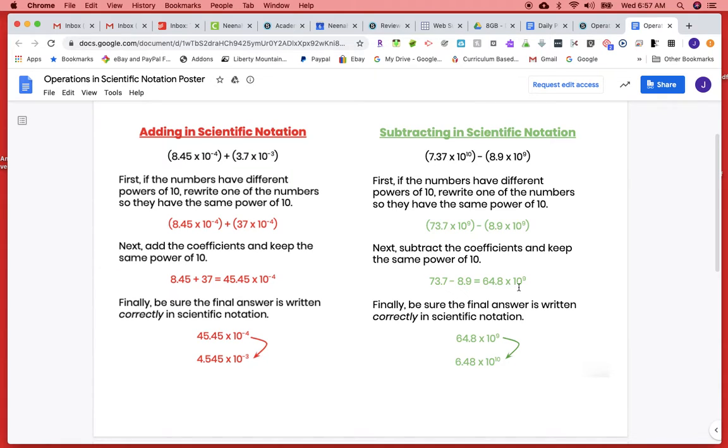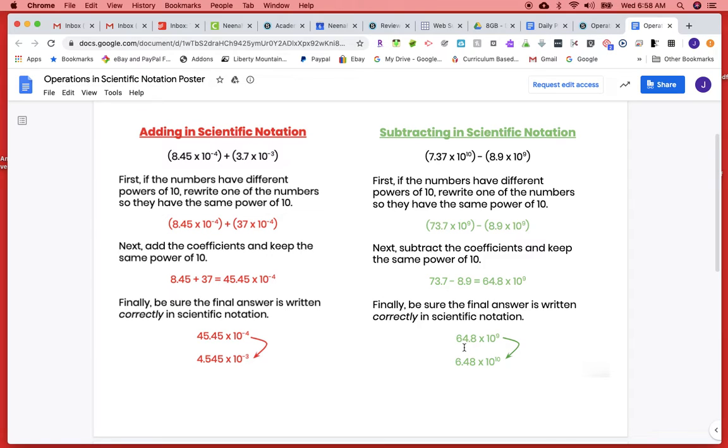So times 10 to the 9th. Lastly, we need to make sure it's in correct scientific notation. If you remember, our coefficient in front has to be between 1 and 10. In this case, 64 is way too big, so I need to move my decimal place one place to the left, being we're going left in the acronym LARS.